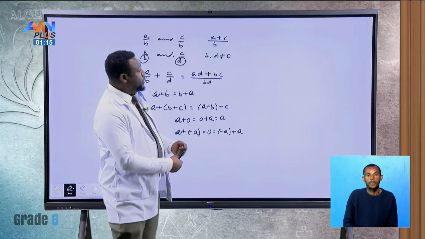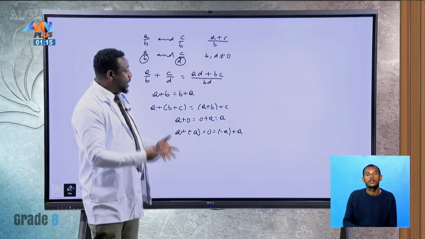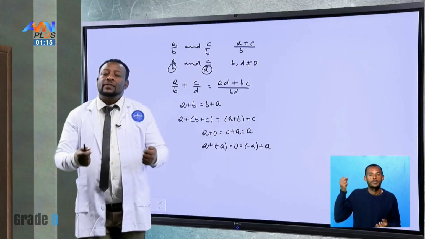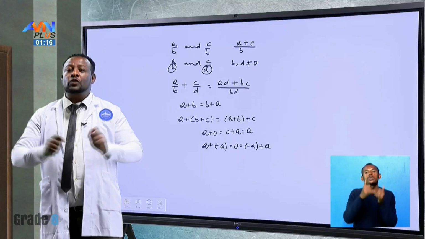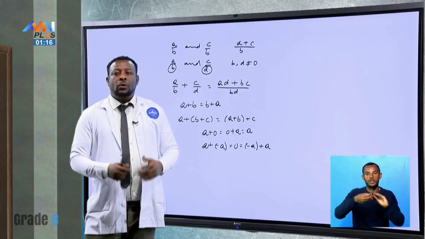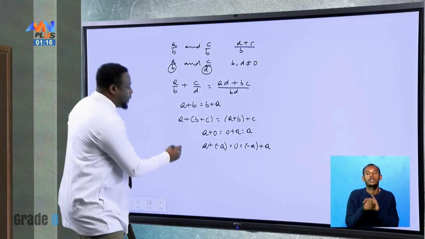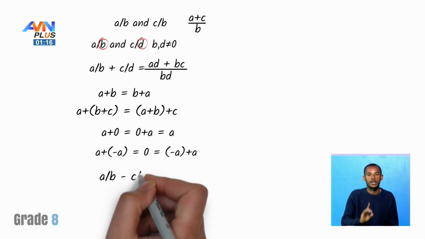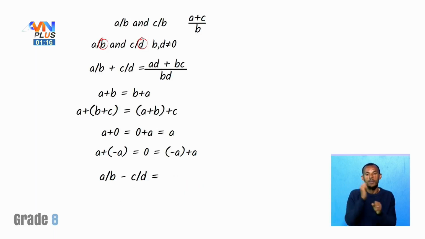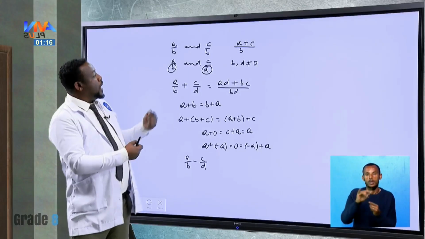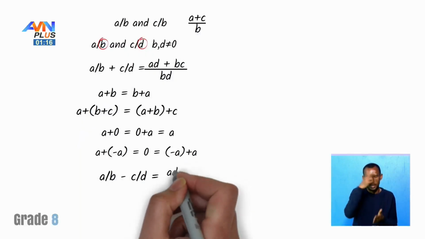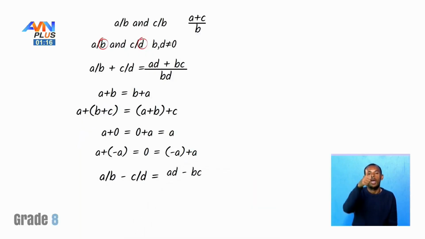The other thing that we had in our previous discussion was we have seen how to subtract two rational numbers, right? So, for example, if you have a over b minus c over d, you can directly apply the cross product method that we used for addition of fractions. So, in this case, this gives us ad minus bc over bd, okay?